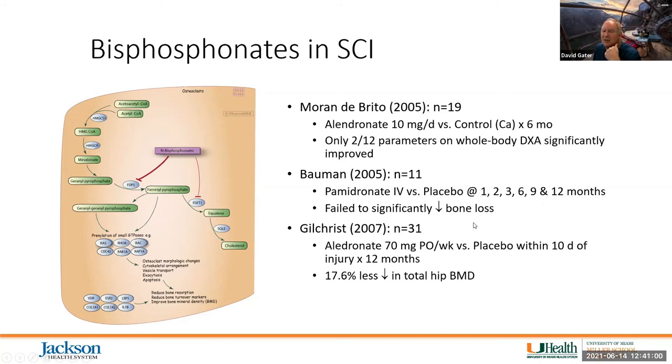Gilchrist, a few years later, took 31 individuals using alendronate 70 milligrams PO per week versus placebo. And they started treatment within 10 days of the spinal cord injury, provided it for 12 months. They showed 17% less bone mineral content loss than compared to placebo. And yet, as they stopped this, it's expected that folks would move right on to develop bone loss to the point of fracture threshold.